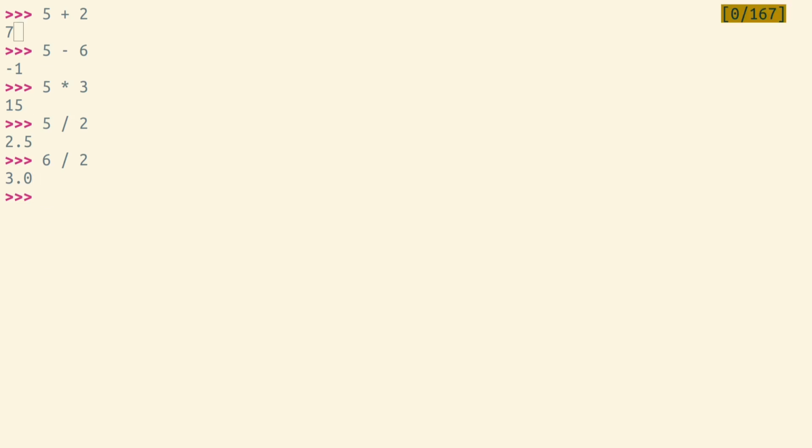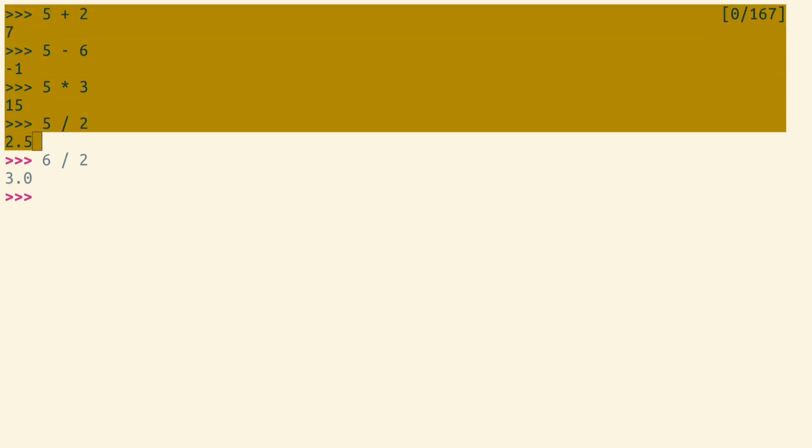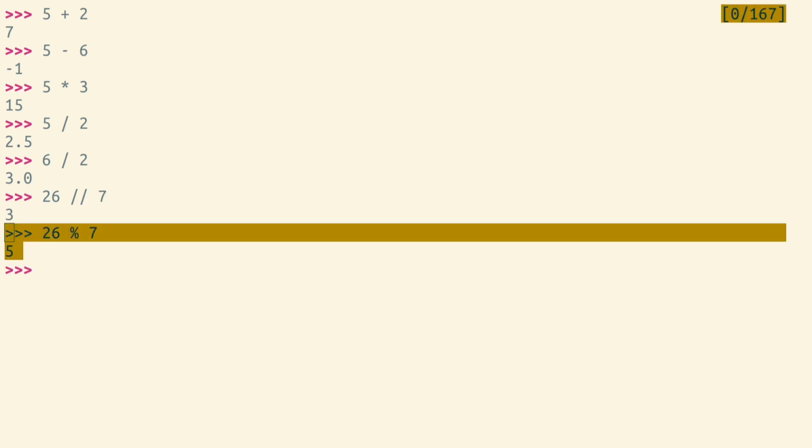So Python supports addition, subtraction, multiplication, and division, but it also has an integer division operator that will return how many times one whole number divides into another. And there's also a modulo operator for finding the remainder from an integer division operation. We got a result of 5 because 3 times 7 plus 5 is 26.